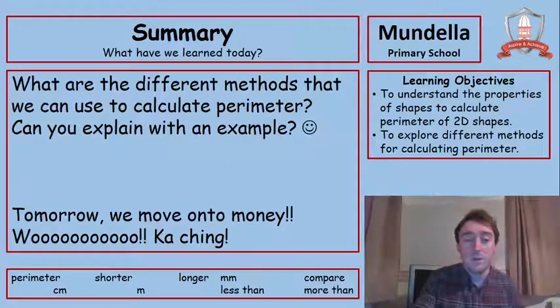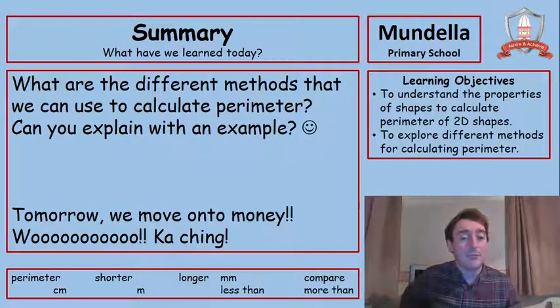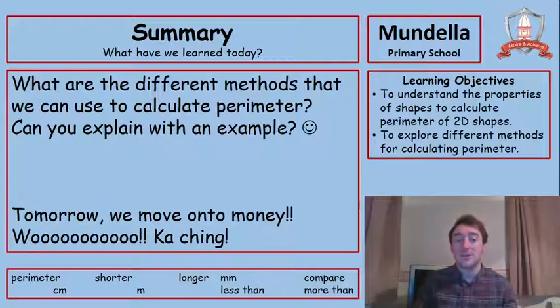Okay, well done everyone. What have we learned today? What are the different methods that we can use to calculate perimeter? I'll let you explain that with an example, but remember, we can add and we can multiply in some cases if it's a regular shape. Okay? Anyway, well done with perimeter.